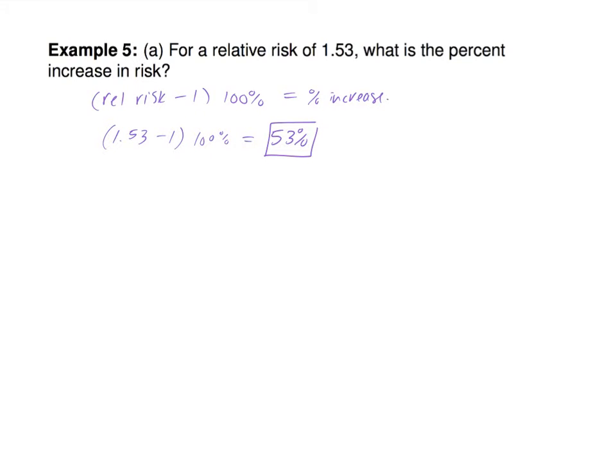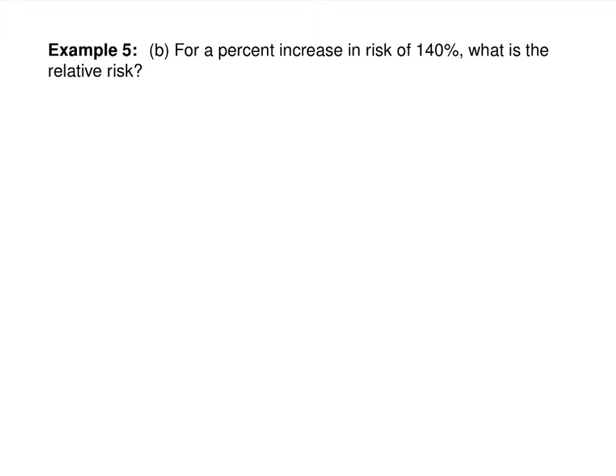So how about this one, which is a little bit backward? I told you the percent increase and you have to find the relative risk. So remember you have relative risk minus 1 times 100% equals percent increase. Where does the 140 go? In for percent increase. Can I just call relative risk a letter? What do you want to call it? Sure, or well, we can call it R just for now. R minus 1 times 100% equals 140.